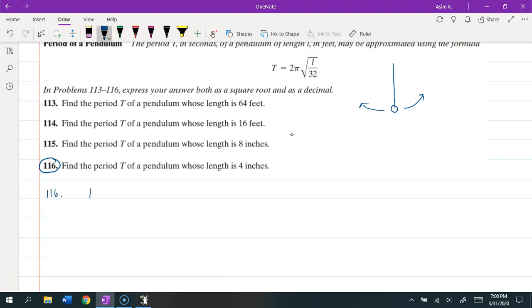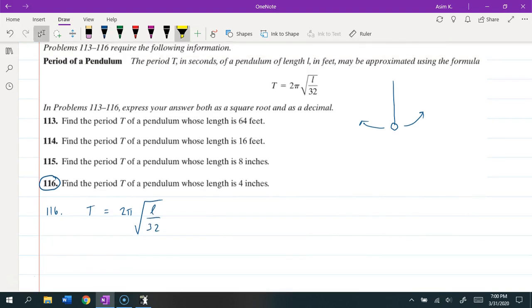So here goes. T is equal to 2 pi square root of L over 32. Now, L is measured in feet. L is measured in feet. Period is measured in seconds. So it'll tell you how long it takes the pendulum to swing once if you give it the length of the pendulum, all right?